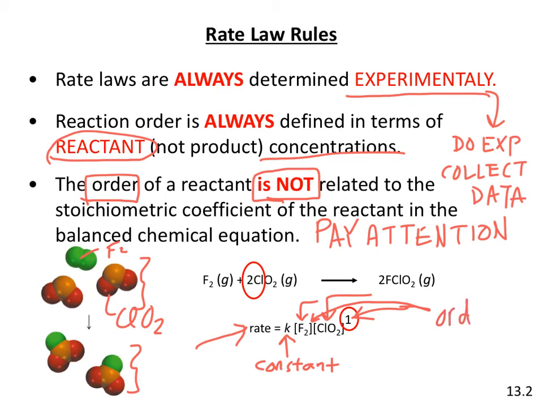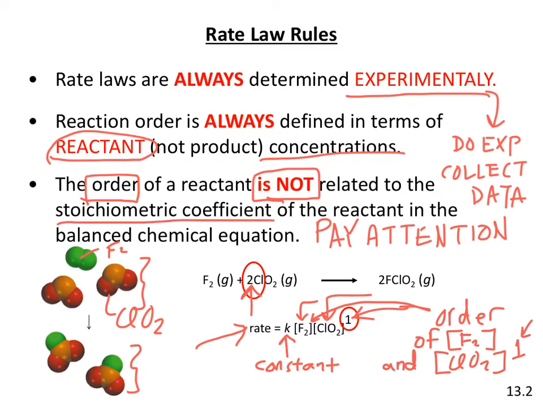And these are called the order of F2 and ClO2. Okay, and all they're simply doing in this example is saying, okay, the order with respect to ClO2 is 1, and if you go back to the balanced equation, the stoichiometric coefficient is 2, therefore order does not equal stoichiometric coefficient. So order is not the stoichiometric coefficient.